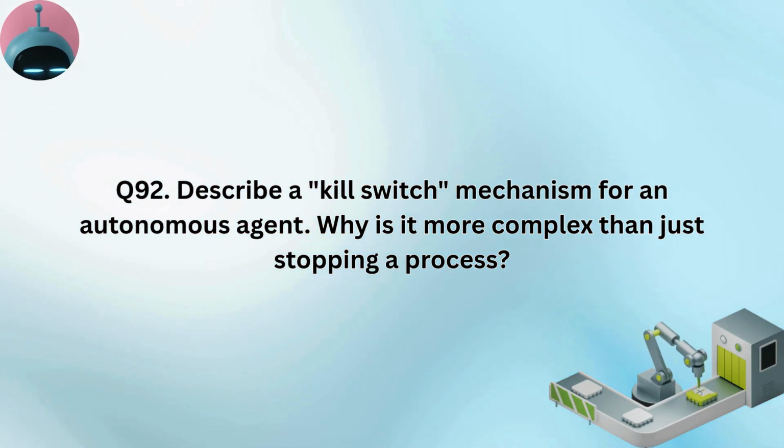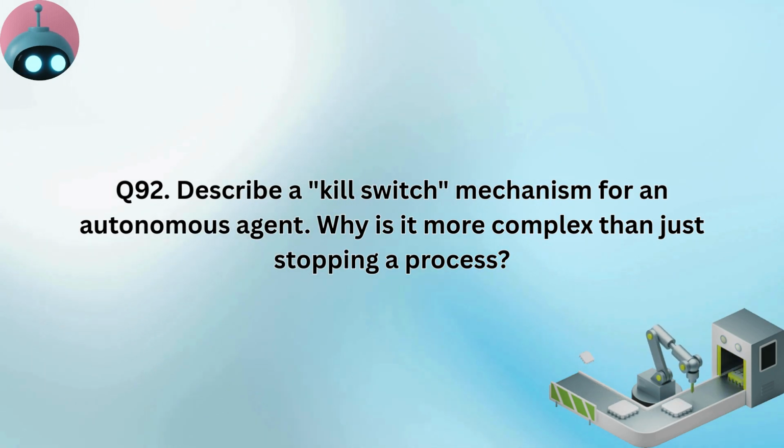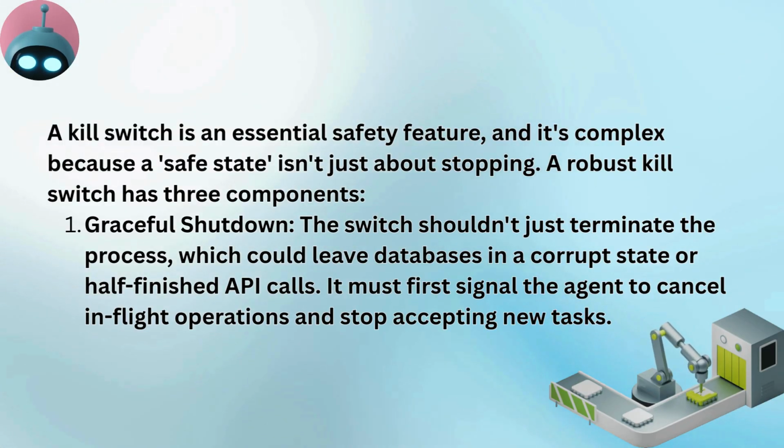Describe a kill switch mechanism for an autonomous agent. Why is it more complex than just stopping a process? A kill switch is an essential safety feature, and it's complex because a safe state isn't just about stopping. A robust kill switch has three components. 1. Graceful shutdown. The switch shouldn't just terminate the process, which could leave databases in a corrupt state or half-finished API calls. It must first signal the agent to cancel in-flight operations and stop accepting new tasks.